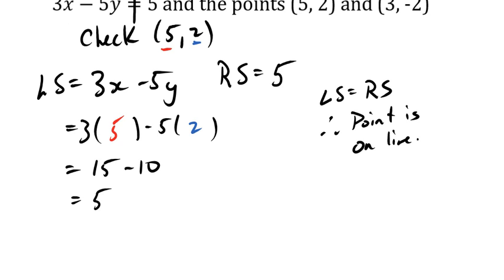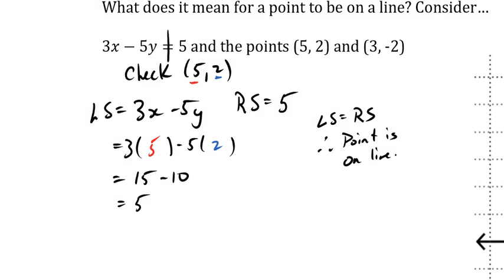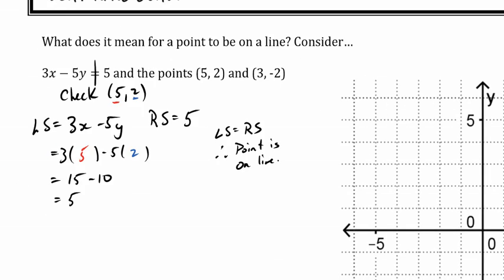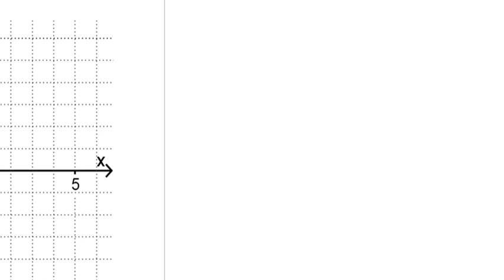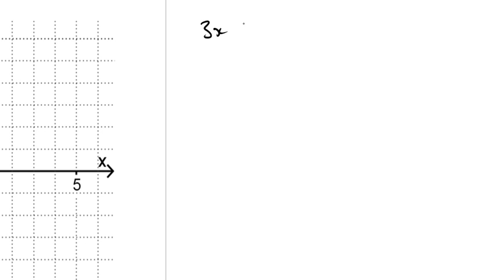Now, the lines in your practice are nicer than this one. This one's a little bit messy, so I'm going to quickly rearrange it off to the side here. 3x minus 5y equals 5. One of the techniques we have to graph is y equals mx plus b. That's going to be the best one in this case. So I'm going to move the 3x to the other side. Negative 5y equals negative 3x plus 5.